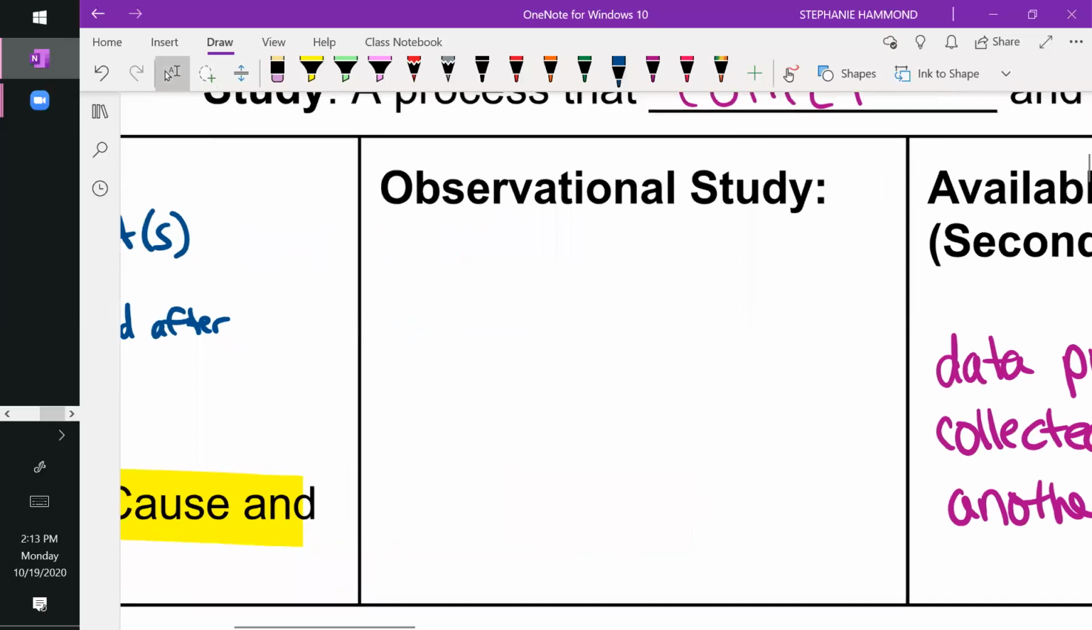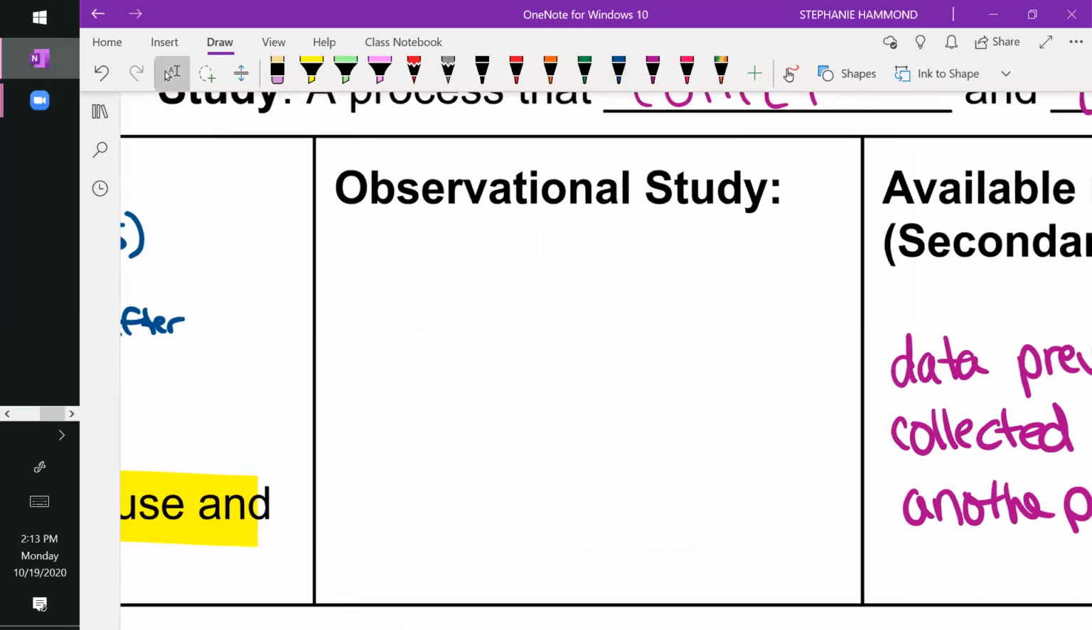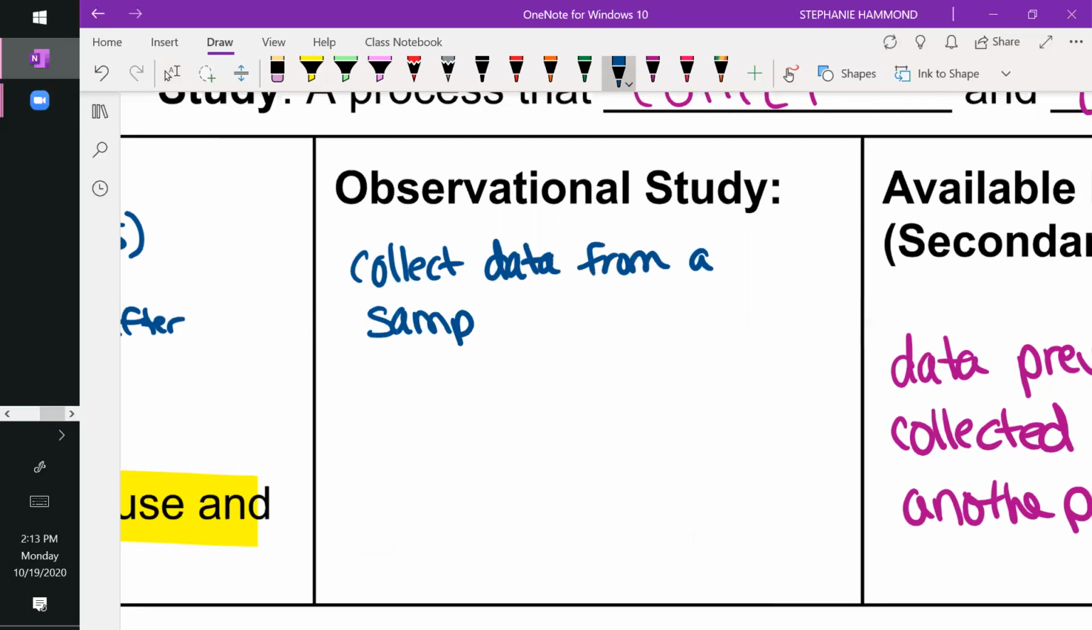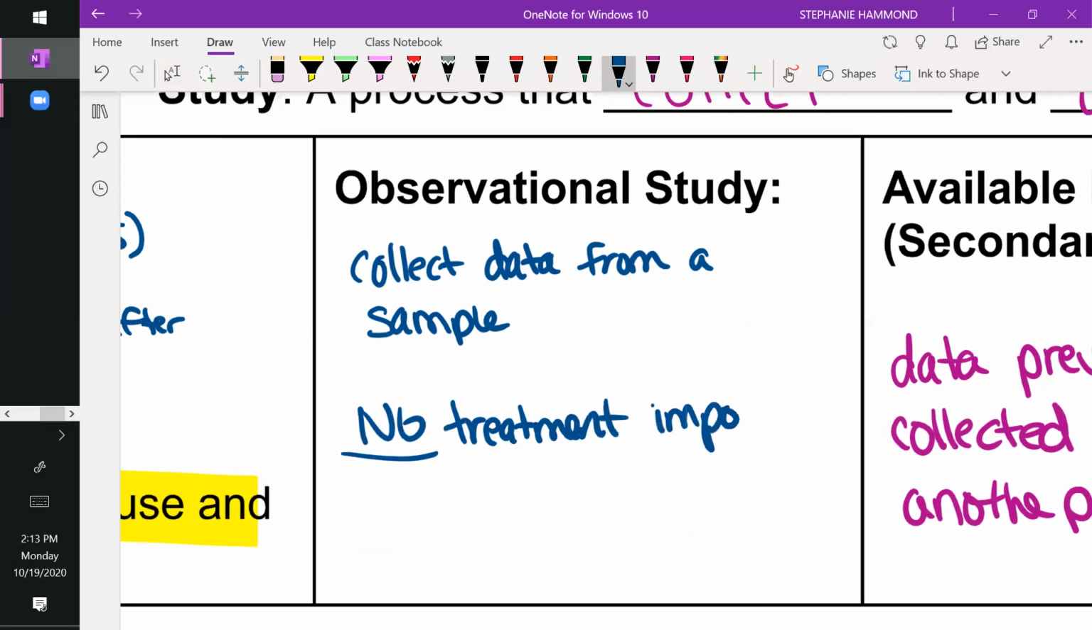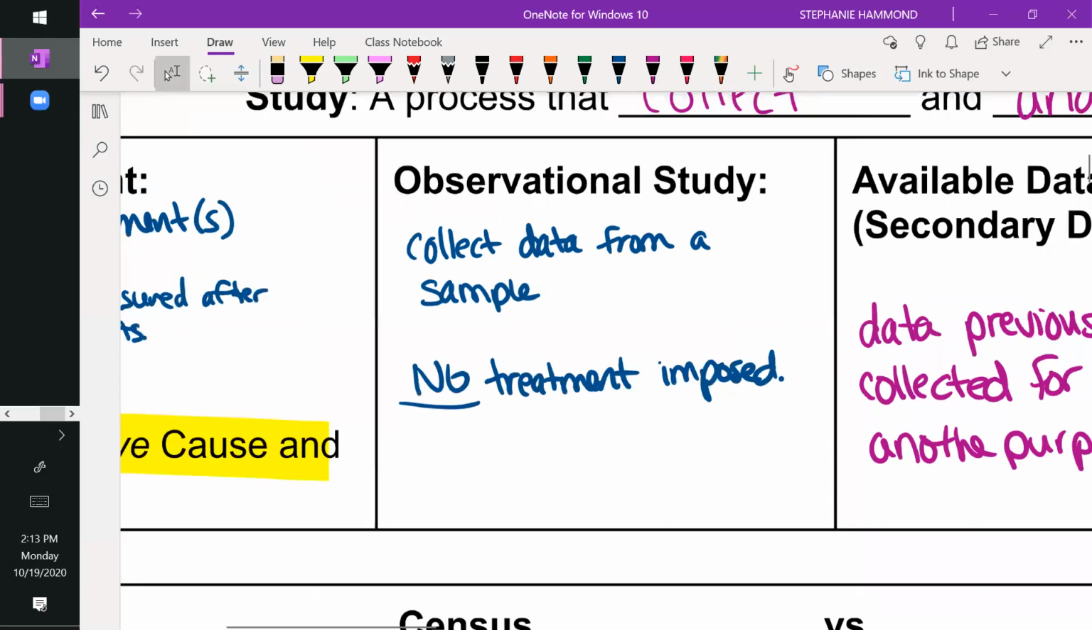In an observational study, we don't do anything to manipulate what happens. We simply collect data from a sample, and we can do that by observing and measuring, or we can do a survey. But the key thing here is that no treatment is imposed. We do absolutely nothing to make us get a certain outcome in an observational study.